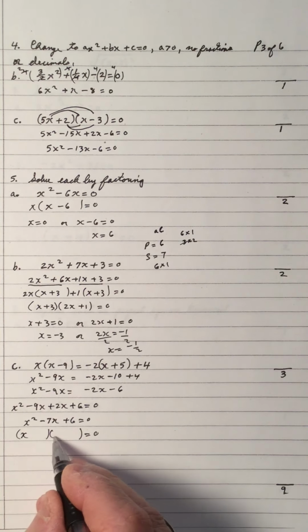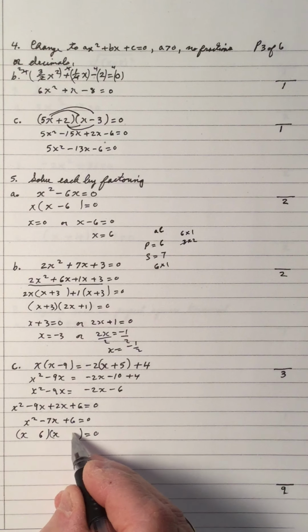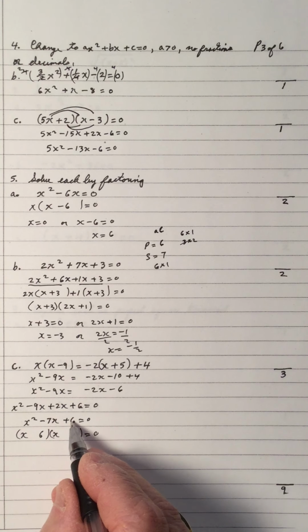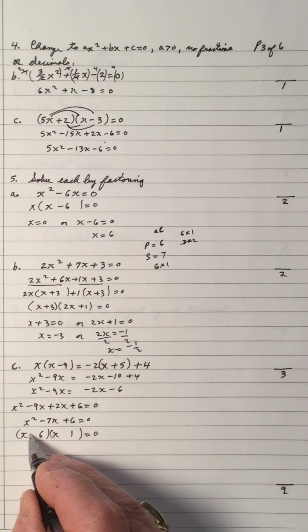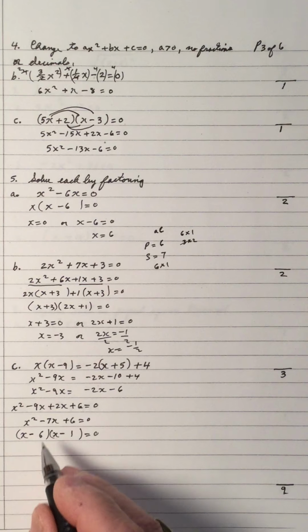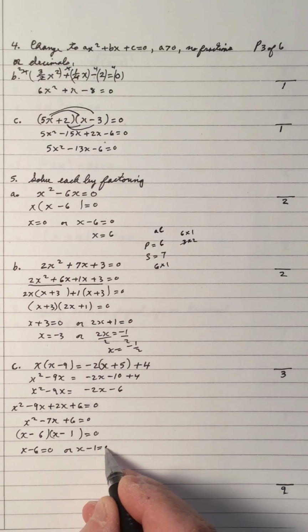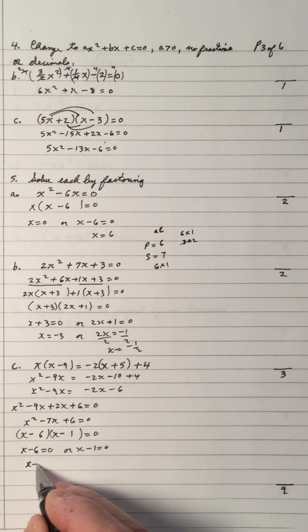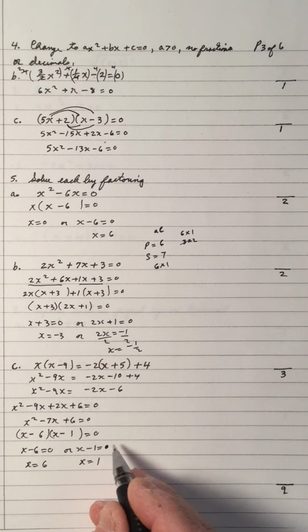So x squared is x and x. The factors of 6 are 6 and 1, or 3 and 2. 6 and 1 will give me the 7. Because the product is a positive 6 and the sum is negative 7, I will have two negatives. Multiply, positive 6, add, negative 7. So x minus 6 equals 0, or x minus 1 equals 0. So x equals 6, or x equals 1.